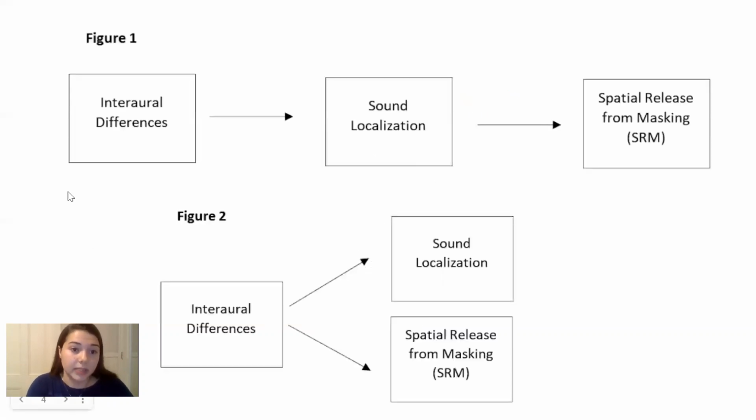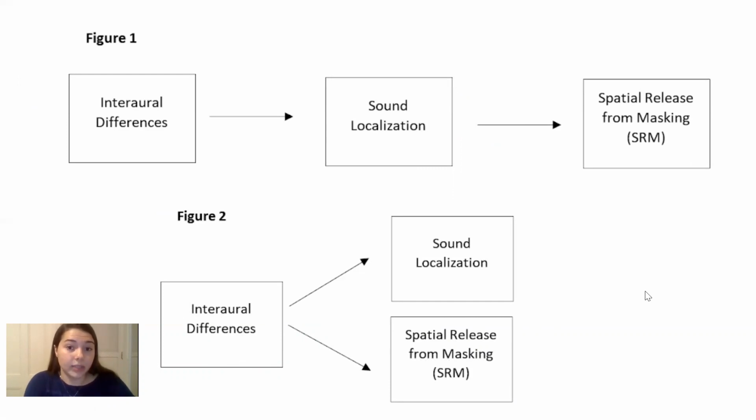So that question can be framed like this. Is our auditory system more similar to figure 1 or figure 2? In figure 1, we have the interaural differences that cause sound localization, which then facilitates spatial release from masking. And in figure 2, we have the interaural differences causing sound localization and spatial release from masking individually, and sound localization does not cause spatial release from masking. So this question is particularly difficult to answer because sound localization is a result of interaural differences. So it's hard to examine the relationship between these two directly.